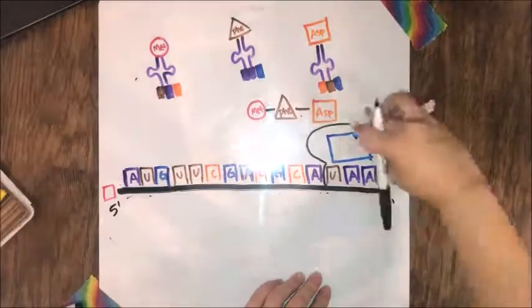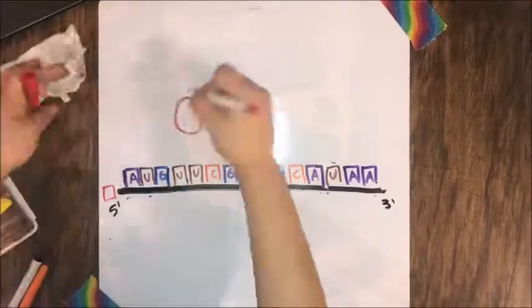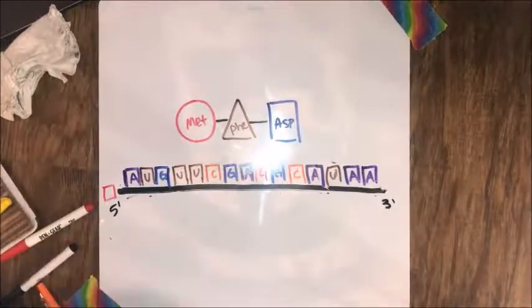Translation will stop when a stop codon such as UAA, UAG, or UGA enters the A site. Proteins called release factors in the P site recognize the stop codons and add a water molecule to the end of the polypeptide chain. The small and large subunit of the ribosome will disassemble and end translation.